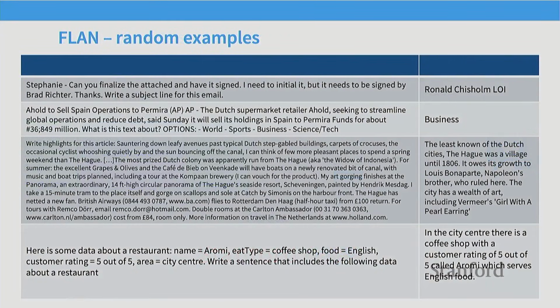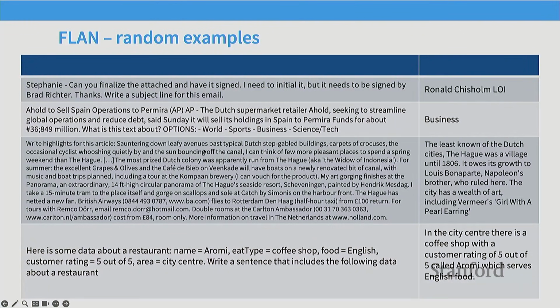So let's just look at examples, right? I think looking at examples and talking about them is very useful. Now this is from random examples taken from the Flan data set, and you can see the types of stuff that are in here. So, you've got things that look like pretty normal instruction tuning data, like write highlights for this article.